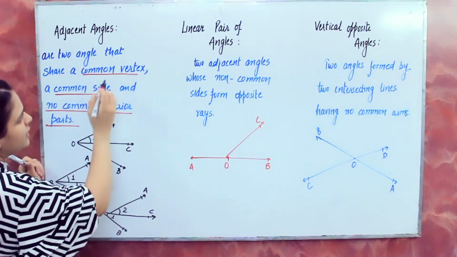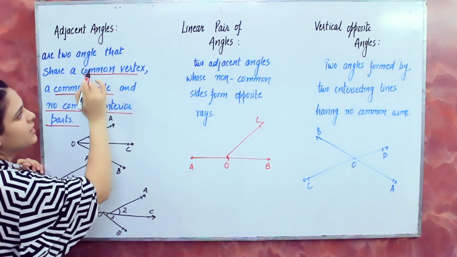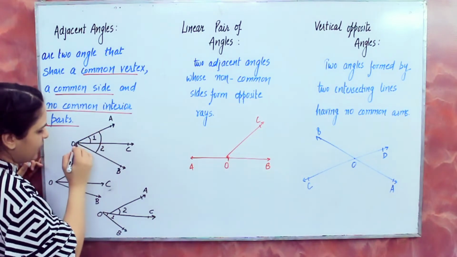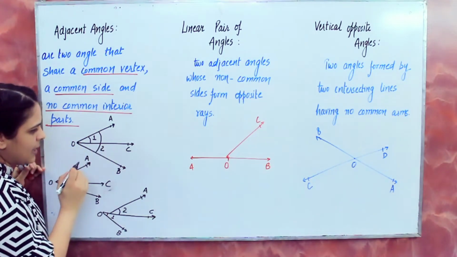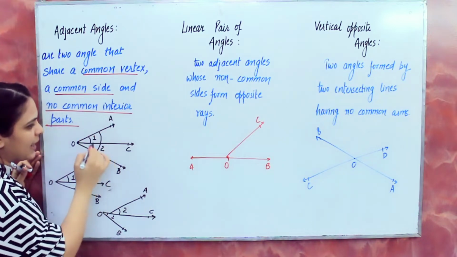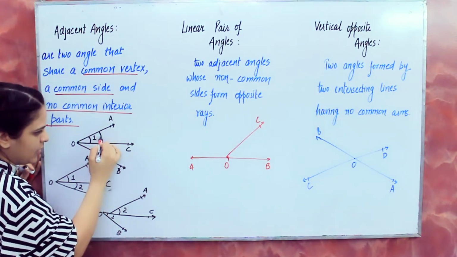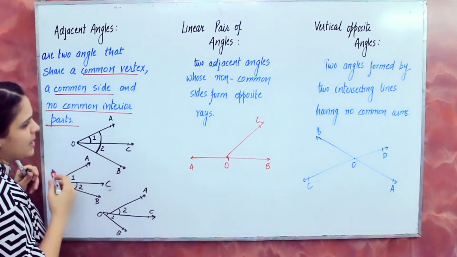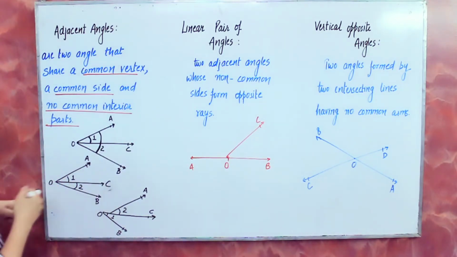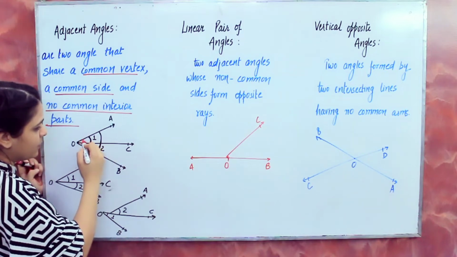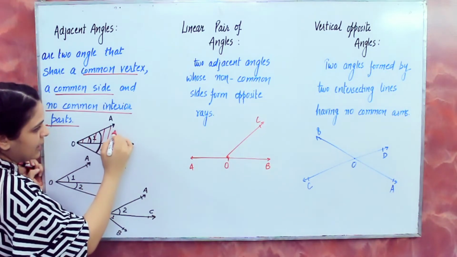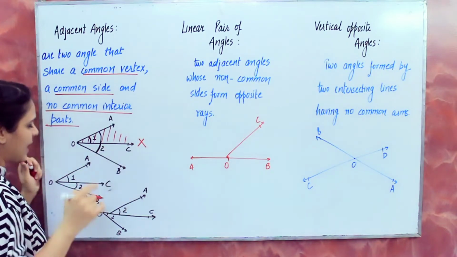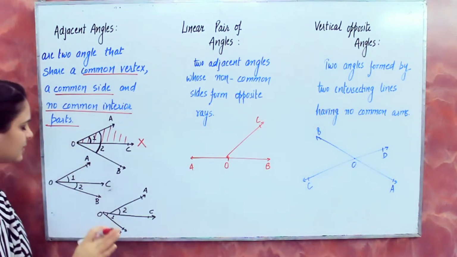Okay, in the definition there should be a common vertex and a common side. Like in this we have a common vertex but an uncommon side also. Okay, like in both the angles we have common side OA, but there is a common interior part. If you observe, this will be a common interior part, so that cannot be an adjacent angle. Angle 1 and angle 2 are not adjacent angles.